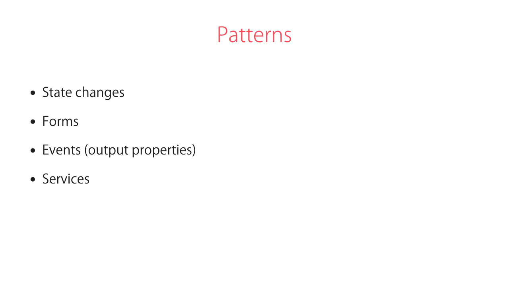So in this section, we have looked at various patterns when unit testing our components. We have looked at state changes. So we have methods that modify the value of one or more properties, and these are really easy to test, as you have seen in this section. We also looked at forms, event or output properties, and interaction with services. These are fairly easy to unit test.